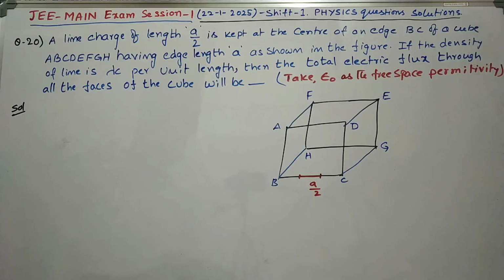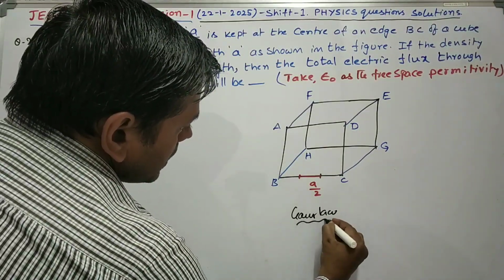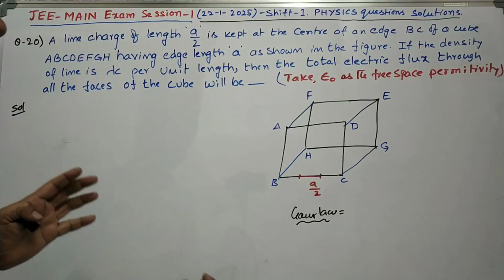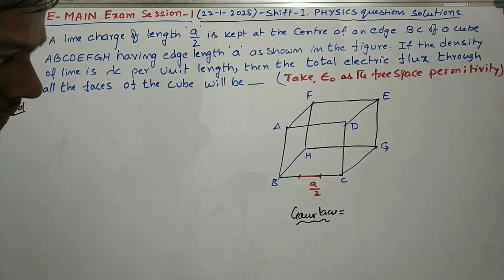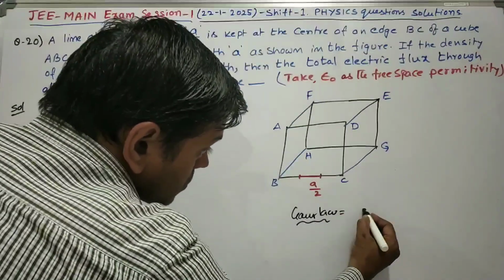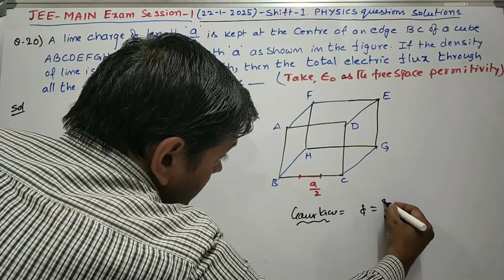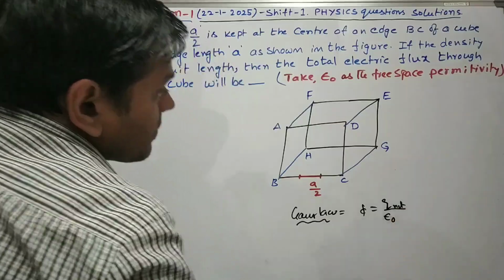This is asking. This question can be done based on Gauss law. What is Gauss law? Gauss law states that the total electric flux through any closed surface is equal to 1 by epsilon naught times the net charge enclosed by that surface.